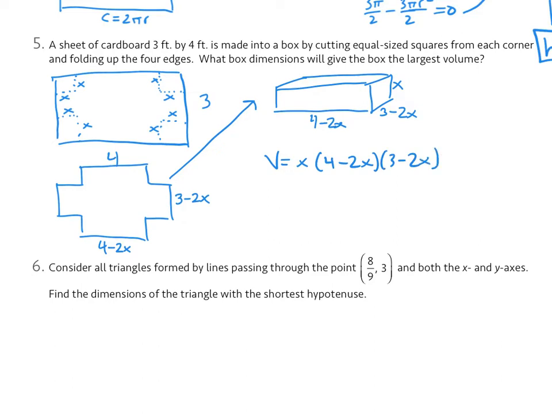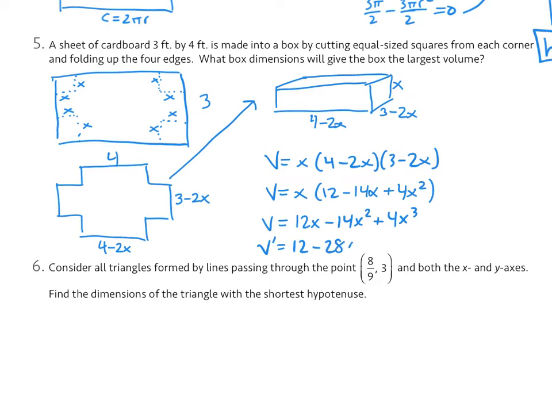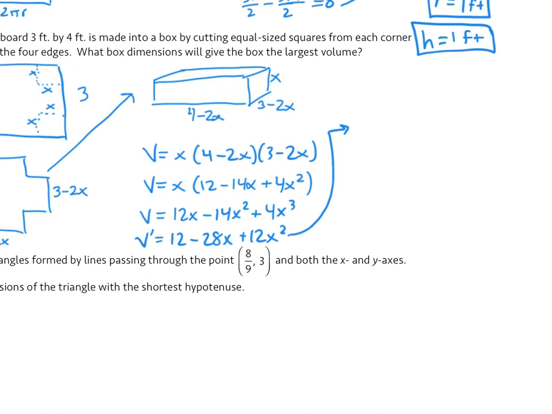which we could multiply out and get a polynomial. And we want to find the largest possible volume. So let me first turn this into a polynomial. All right, there's my polynomial. I can find the derivative a lot easier at this point. It'd be 12 minus 28x plus 12x squared. And I can set that equal to 0 and factor. I'll slide over a little bit to make space for that.